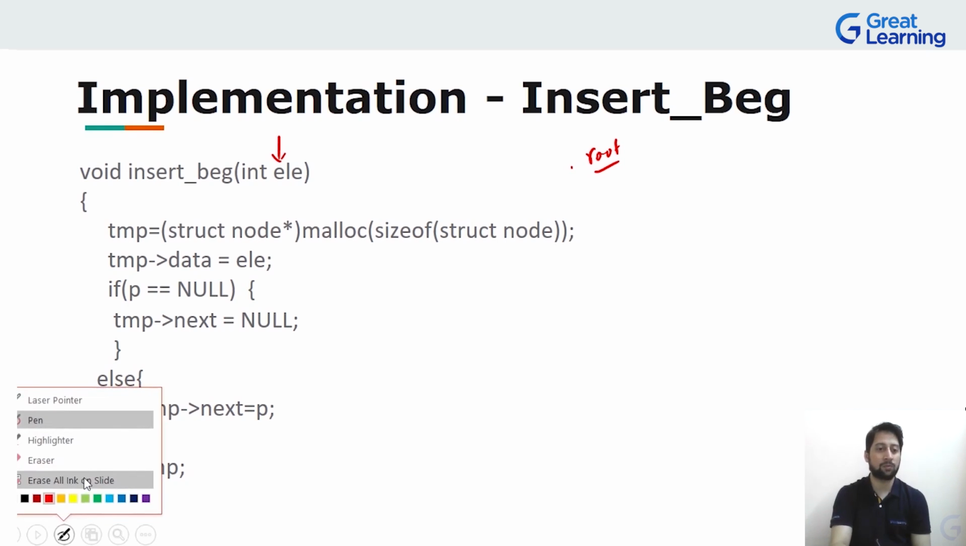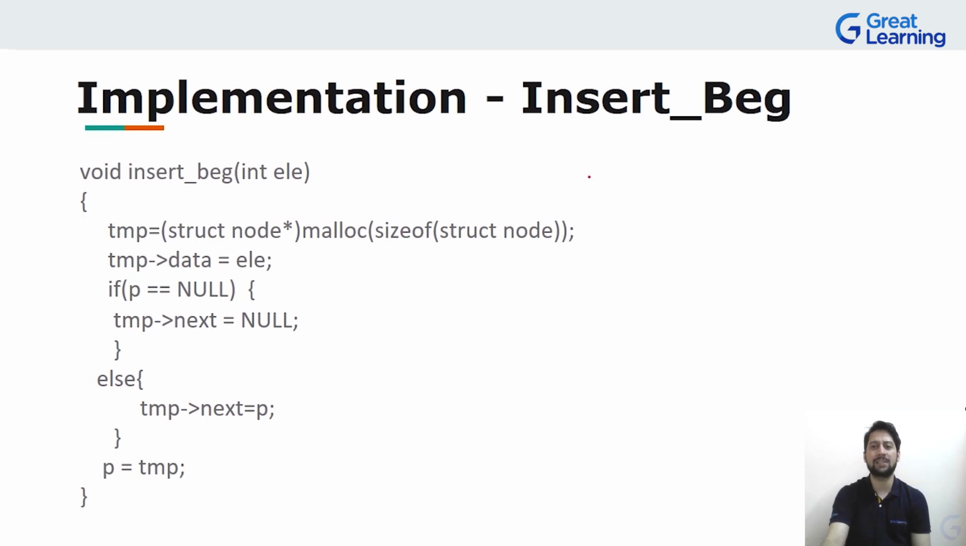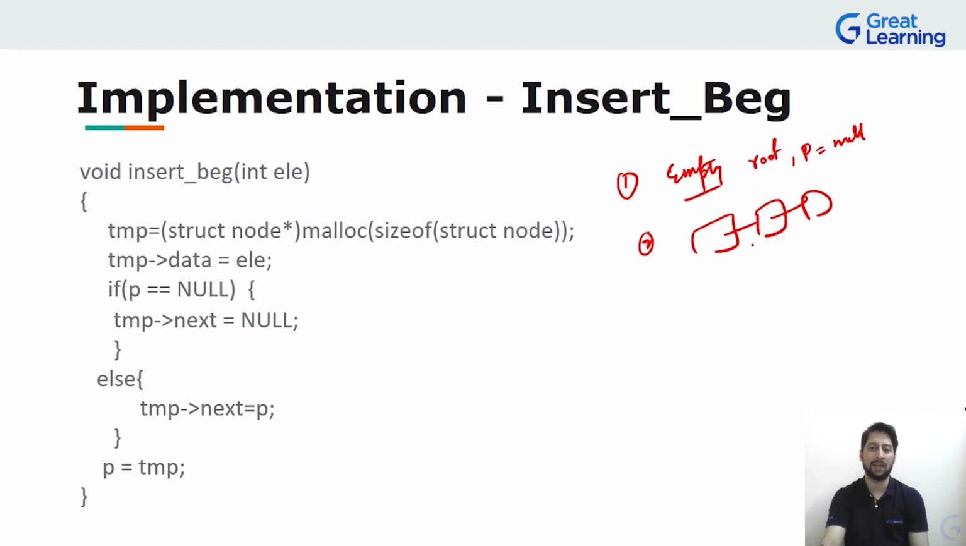So now there will be two cases. Since we are inserting at the beginning, there can be two cases. The first case is that our entire linked list is empty. At that time, the root, which is represented here in this particular function by p, will be null. And there will be a scenario wherein you have some nodes. It can be one or two or three, it doesn't matter. Anything that is more than one will have to be handled differently.